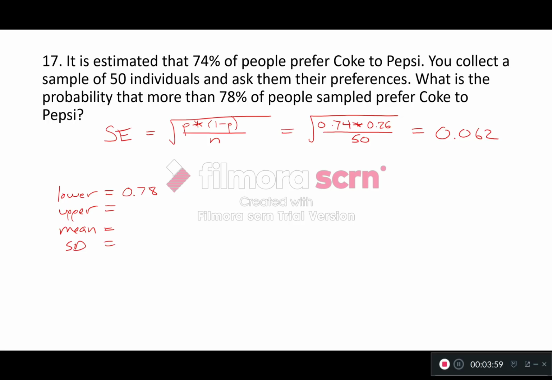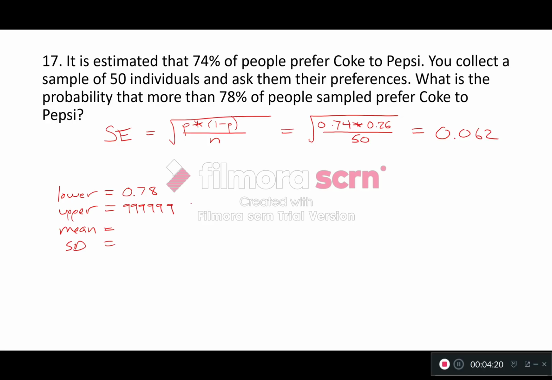Upper bound is not defined for us in the problem. We're just interested in more than 78% of people. That means for an upper bound, we just need to put a very, very large number. The number I like to put is a lot of 9s, 99999, so that we get the rest of the area under that distribution between 0.78 and the far, far right bound of the distribution.